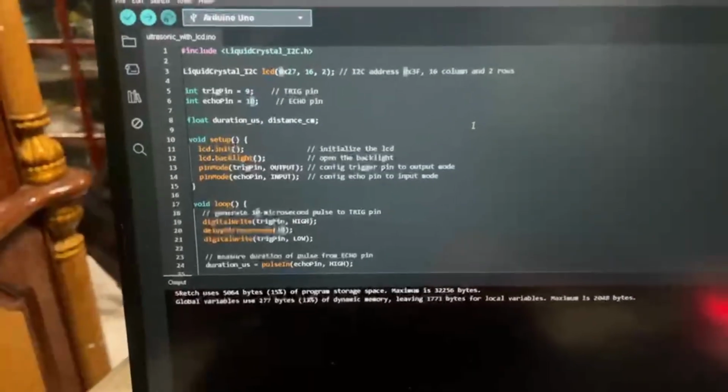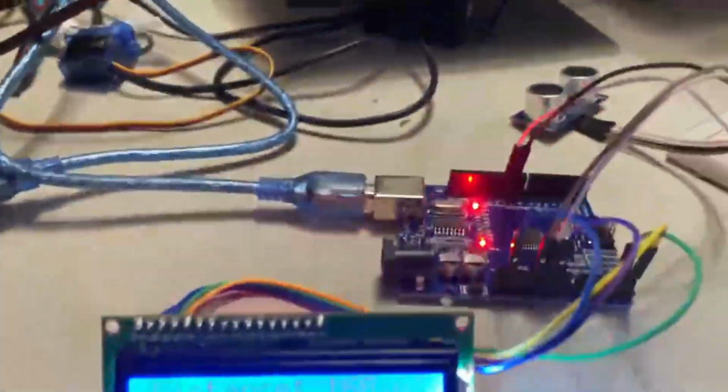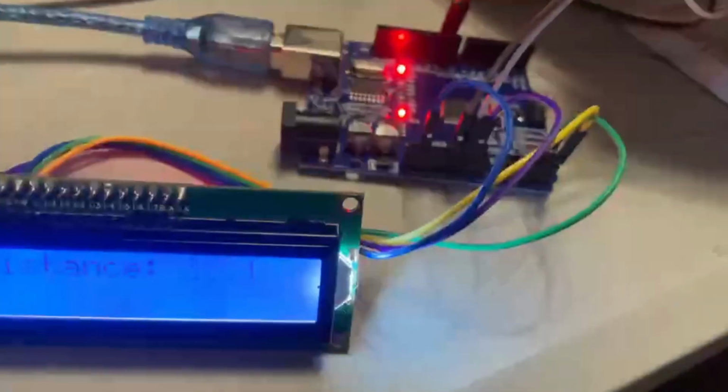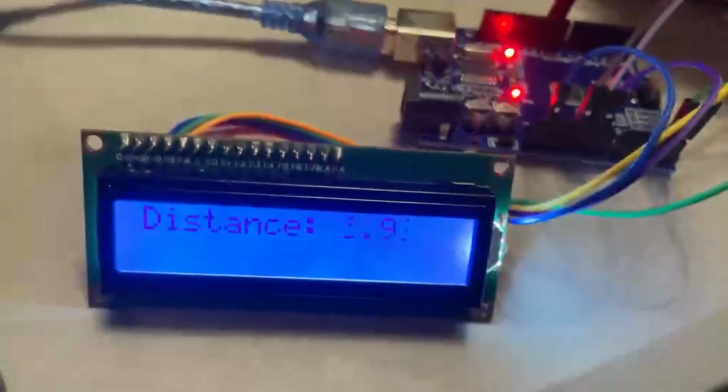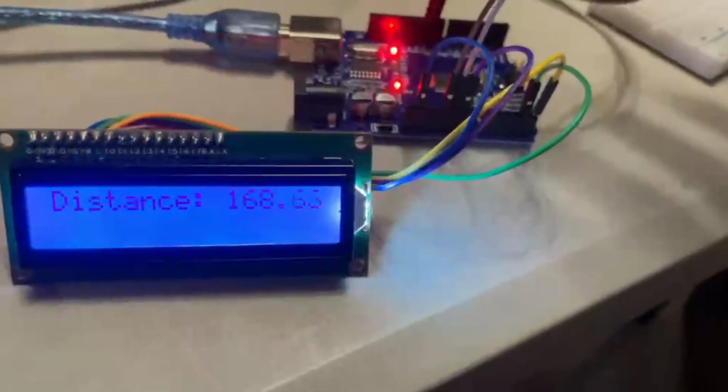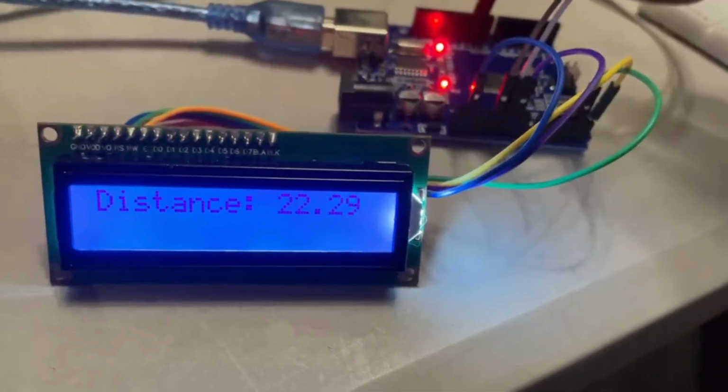So this is the code, ma'am. Then it works as a motion sensor: if you move close, the distance goes low, and if far, the value of the distance goes up.